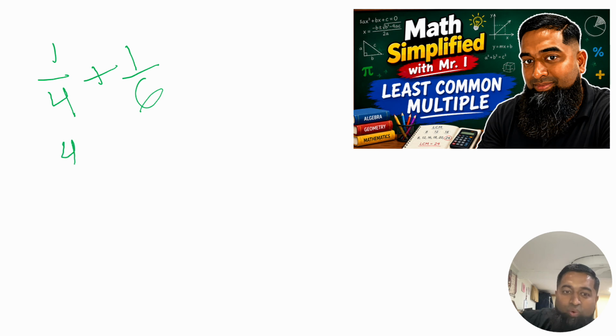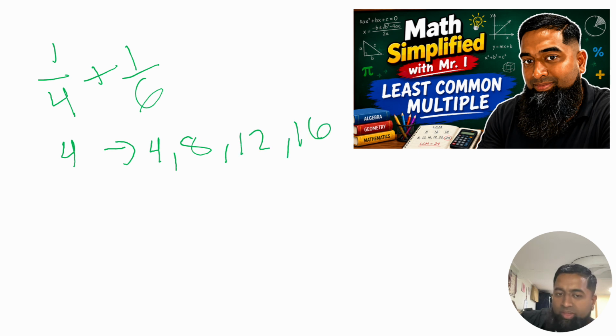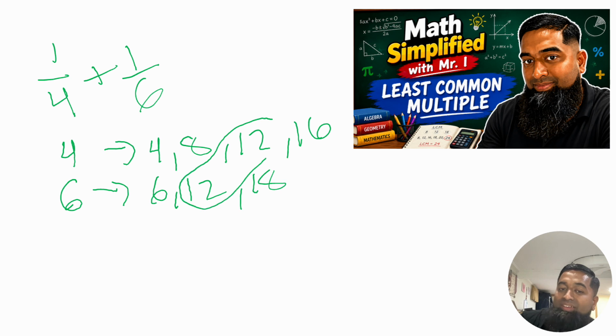So first I'll write 4. What are the multiples of 4? 1 times 4 is 4, 2 times 4 is 8, 3 times 4 is 12, and 4 times 4 is 16. And then we take 6 and we say 6 times 1 is 6, 6 times 2 is 12, 6 times 3 is 18. But we need the least common multiple. That's this one here, the least, 12. So the least common multiple is 12.